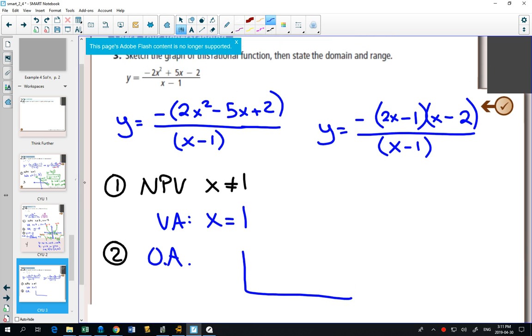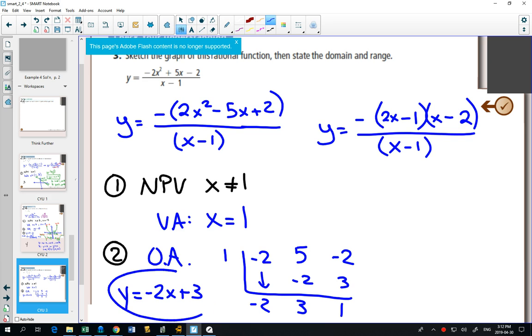My original question, -2, +5, -2. I'm dividing by x minus 1, so +1 would be out here. Bring down the -2, multiply, add, multiply, add. And my oblique asymptote, you can ignore the remainder, is -2x plus 3.